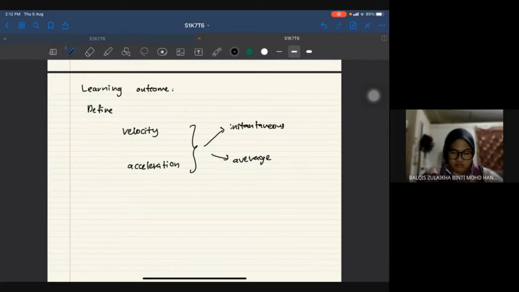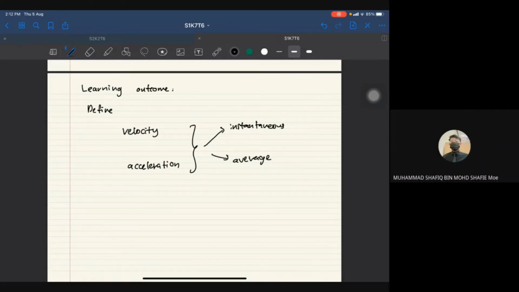How about the average? Rate of change of the displacement. Okay, rate of change of displacement. Okay, lain? Siapa nak tambah lagi? Dalam bahasa yang mudah sikit. Sama nak cukup nak ingat rate. Hasif? Time interval. Time interval. Okay, kenapa dengan time interval? Average. Average, okay. Okay, good.